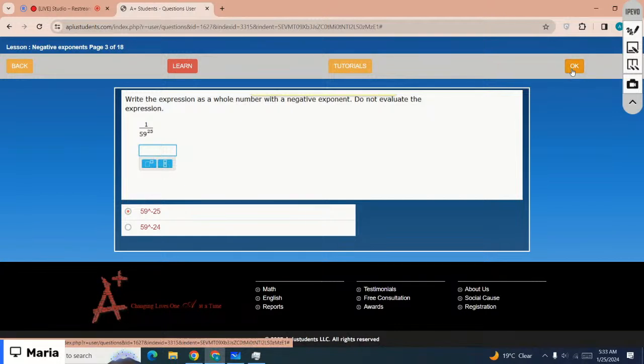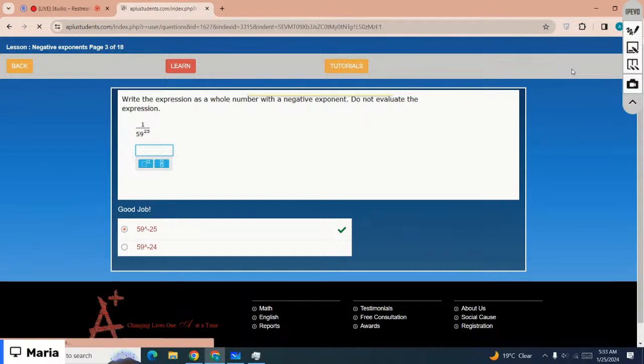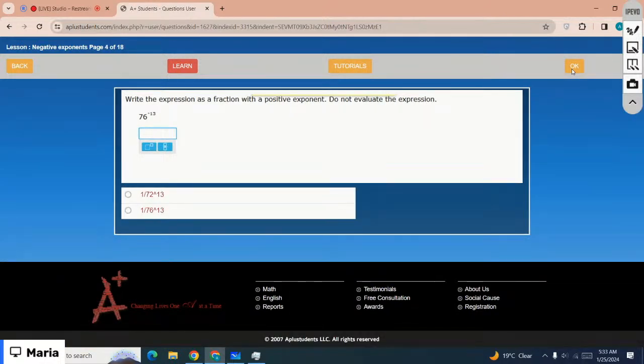Okay, the next one is write the expression as a fraction with a positive exponent. 76 exponent negative 13. So which is the positive exponent? How do you make the exponent positive? By writing it into the denominator, right? So it would be option number 2, the correct option. That would be 1 over 76 exponent 13.